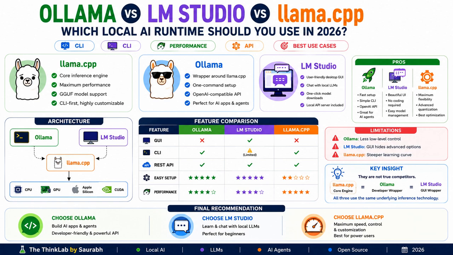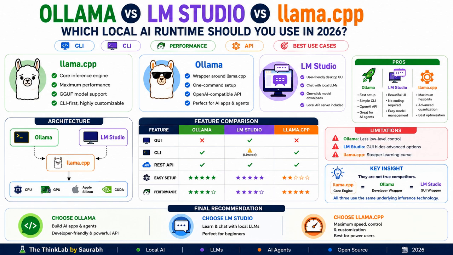So let's compare them quickly. If you want a graphical interface, choose LM Studio. If you love the command line, choose Ollama. If you need complete low-level control, choose llama.cpp, right? If easy setup is your priority, Ollama and LM Studio are both excellent. If maximum customization is your goal, llama.cpp wins. If you're building production AI applications, Ollama is usually the better choice.